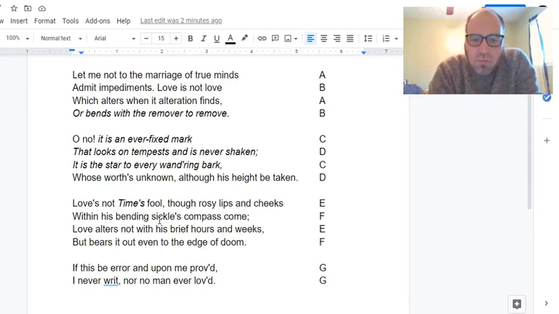Love is not time's fool, though rosy lips and cheeks within his bending sickle's compass come. That sickle, of course, is Father Time holds a sickle, but it harkens back to the Grim Reaper and the idea of death, and you have that come out in doom here at the end.